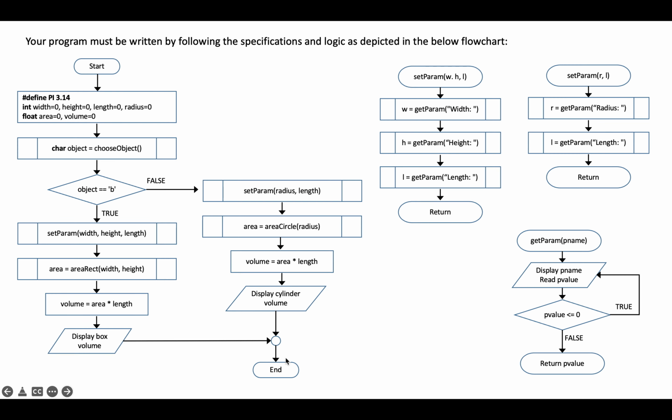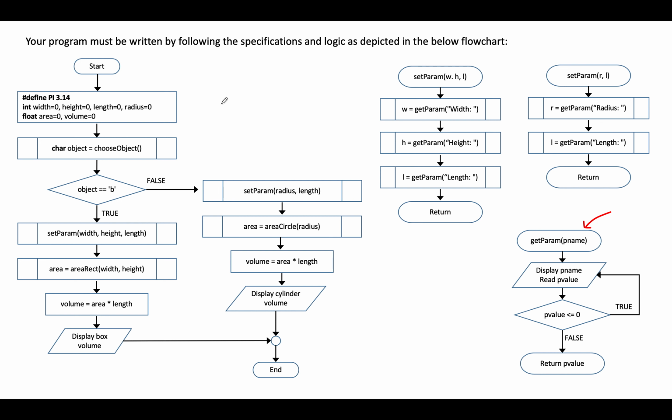So this is a sample for test 2 part 2, to translate a flowchart to the program. One of your friends asked regarding this get parameter p name. Let me just open this one. Okay, get parameter p name. How does this get parameter function work?